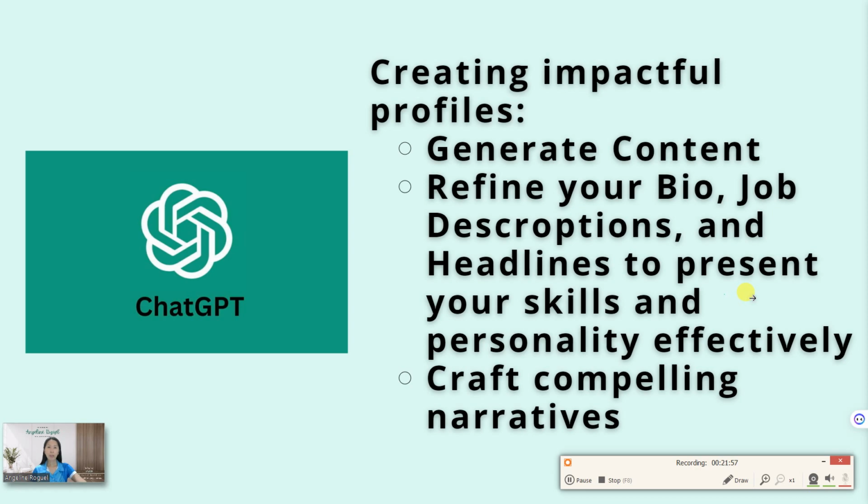So the number one that I'm always using is ChatGPT. ChatGPT can do a lot of things. It creates impactful profiles. It generates content, refines our bio, job descriptions, and headlines to present our skills and personality effectively. So it can also craft compelling narratives. When we say narratives, this is the thing that we can see in the about section in our profiles.